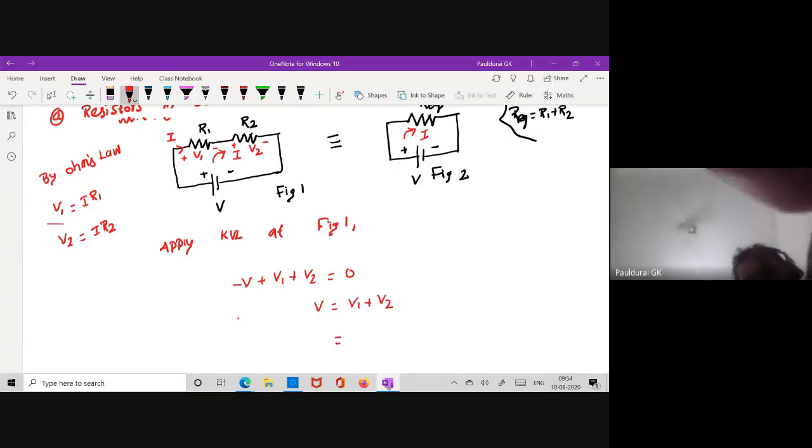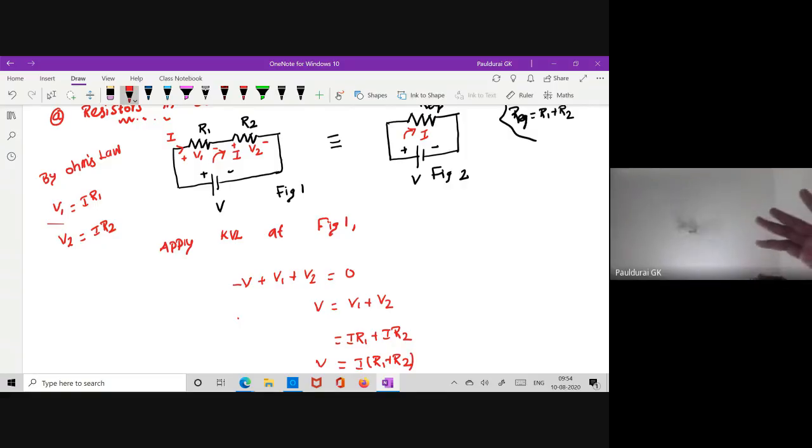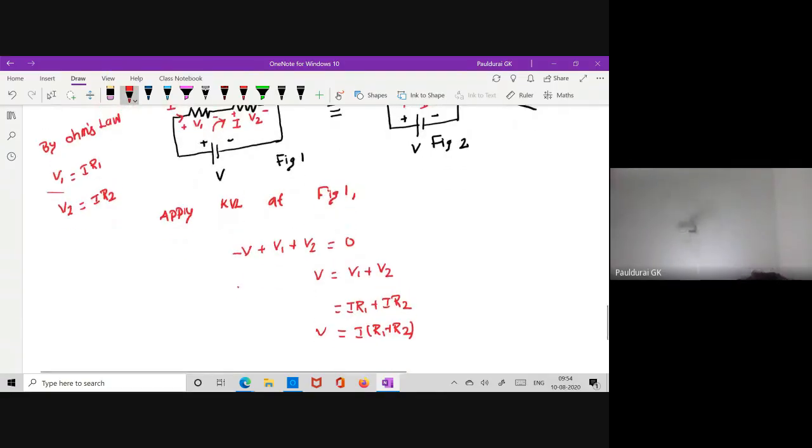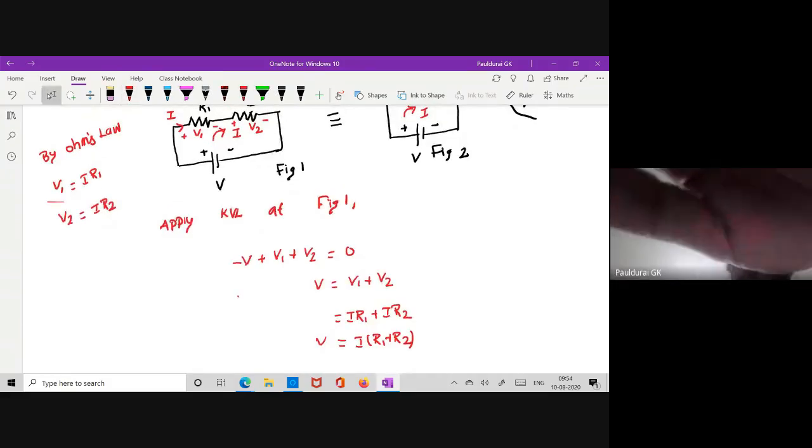What is V1? I times R1. What is V2? I times R2. Take I as common, so it becomes I times R1 plus R2. Now this is my V. Any doubt till now? Simply I applied KVL, then used Ohm's law, so we found V equal to I times R1 plus R2. This is from figure 1.